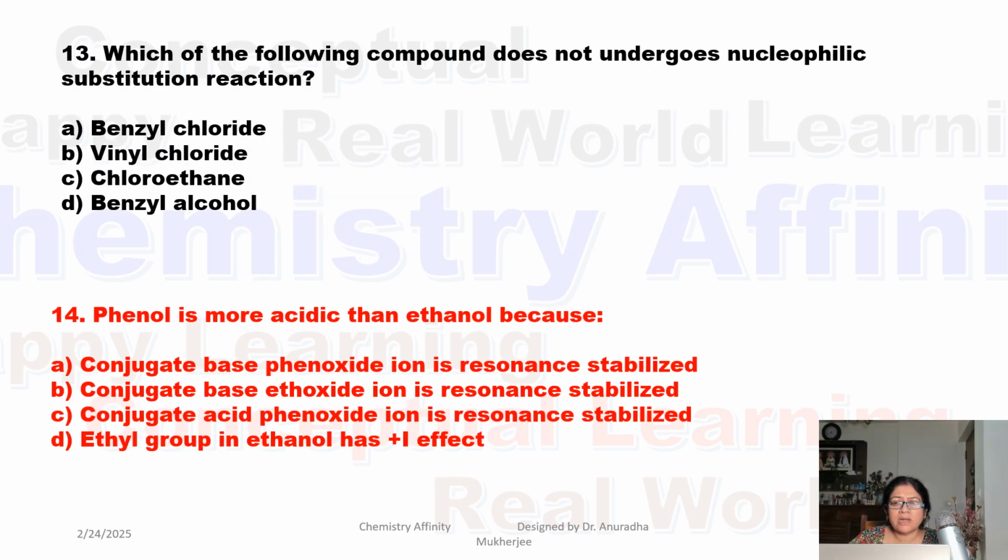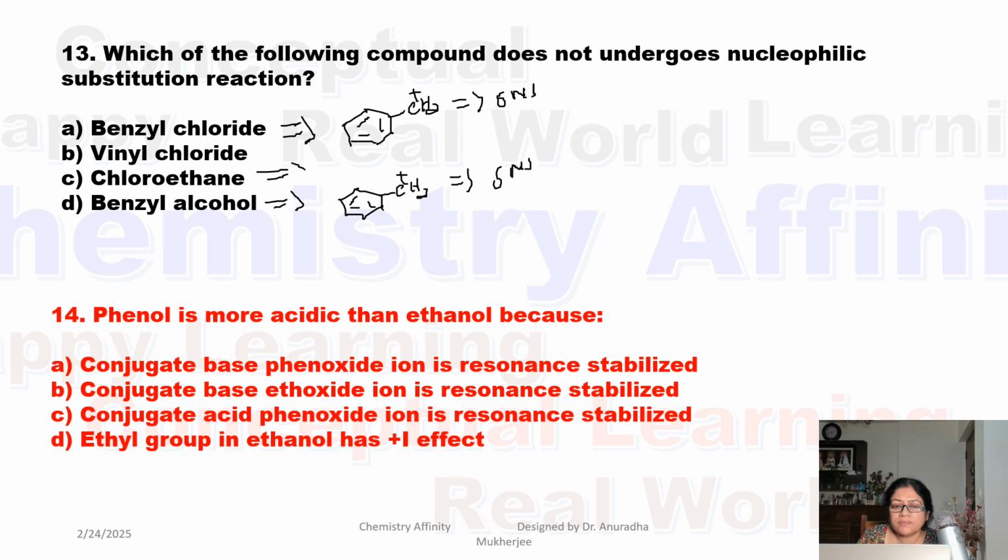Which of the following compounds does not undergo nucleophilic substitution? So if we draw the structure, we can easily make out which will not undergo nucleophilic substitution. Benzyl chloride gives benzyl carbocation, which is stable due to resonance. So benzyl carbocation undergoes SN1. Similarly, benzyl alcohol also gives benzyl carbocation after protonation of OH, so it will also give SN1. Chloroethane, it is a primary carbon, so it will give SN2.